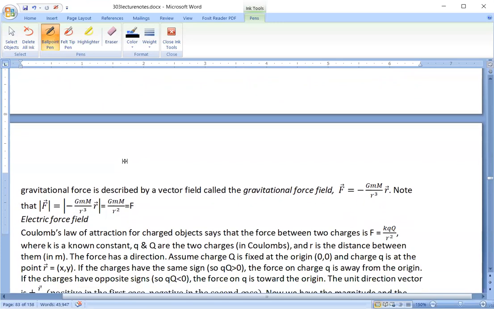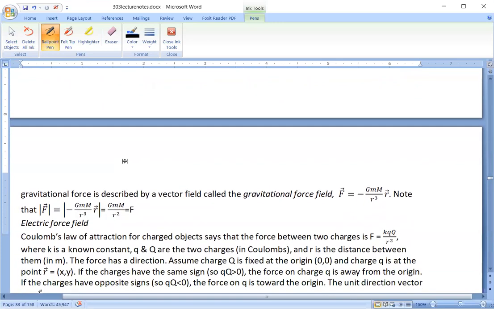Once again, the force has a direction. Now there's a little twist. Assume that charge big Q is at the origin and charge little q is at some point in space x, y. The twist is that the force between charges can either be an attractive force pulling them together or a repulsive force pushing them apart. So here's how we include that. Notice that if charges have the same sign, then the force will push them apart, and same sign means their product is going to be positive. And if charges have opposite signs, they're going to attract, and then their product must be negative.